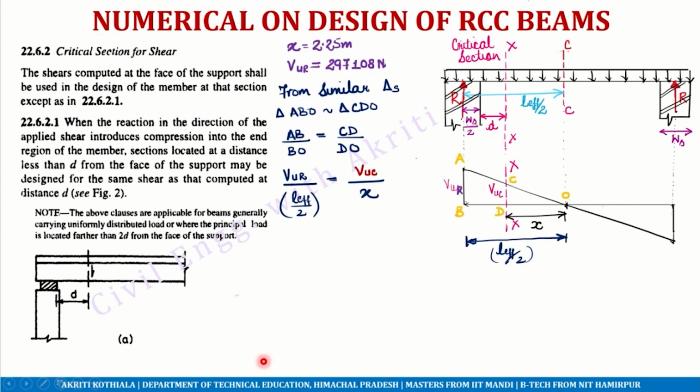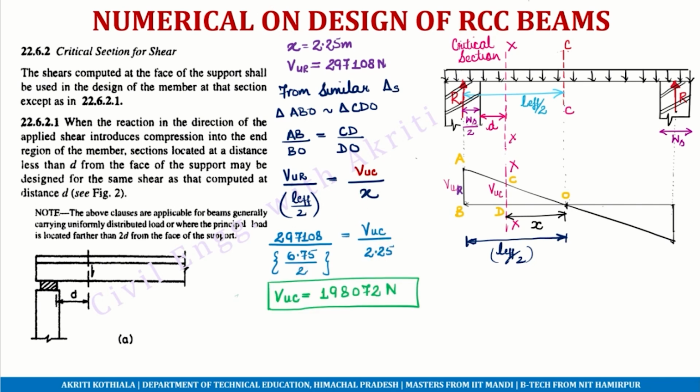Now the challenge is to obtain the shear force at this section XX, the critical section for shear. So from these triangles ABO and CDO, we know that these triangles are similar. We can calculate the value of CD, or simply VuC. So substituting the values, because we have taken x in meters, we'll take L effective also in meters. So calculating VuC equal to 198,072 Newton. So we have obtained the value of shear force at the critical section.